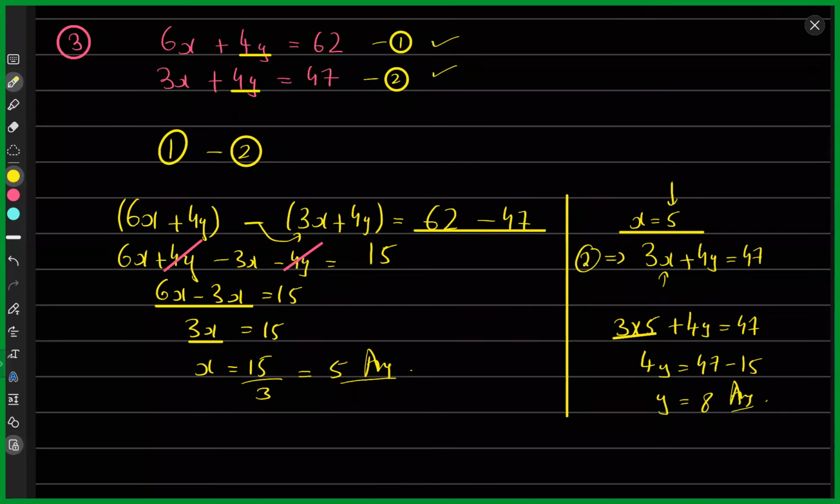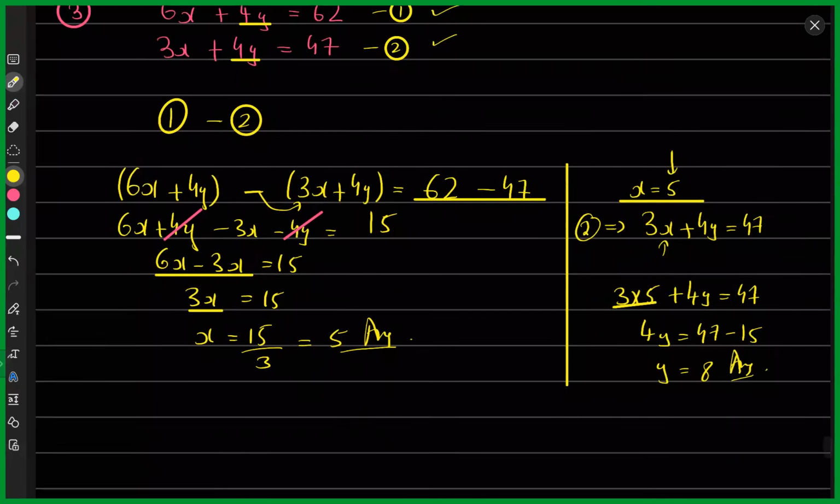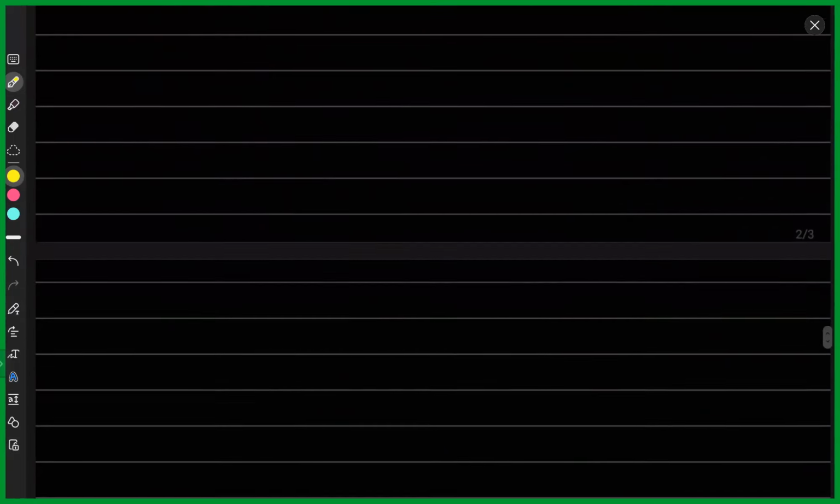So this was basically the elimination method. And why is it called the elimination method? Because here we will be eliminating one of the two variables, okay? This is basically the difference. Now let's talk about another question. Wait.